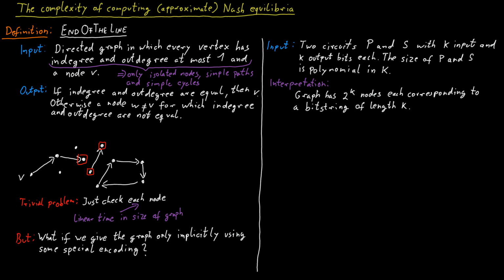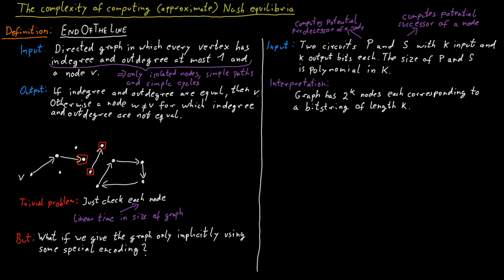Now, what do these two circuits do? The way to think about these circuits is as follows. The circuit P computes potential predecessors of nodes. So you put in the identifier of a node, and you get out an identifier of a potentially different node that is a potential predecessor of the node you put as an input. And the circuit S computes potential successors of a node. So P computes potential predecessors, and S computes potential successors of a node.